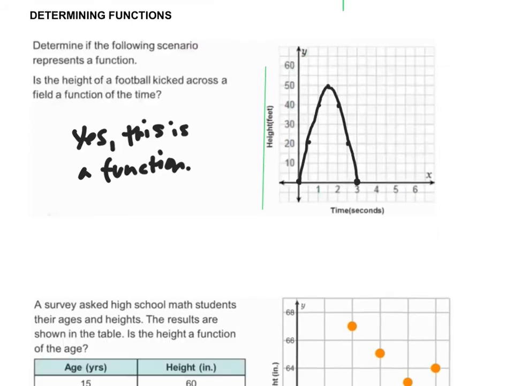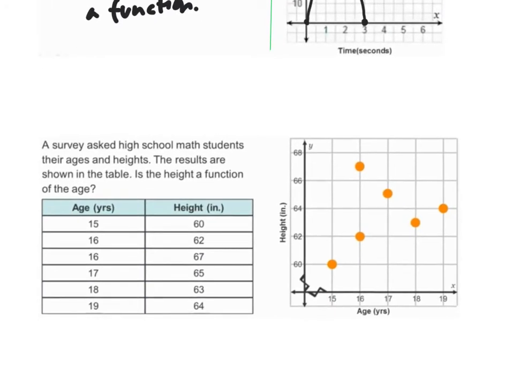Okay? All right, the next one, let's look at this example. It says, a survey asked high school math students their ages and heights. The results are shown in the table. Is the height a function of the age? Okay, so x is our age. So this is my x value. The height is my y value, okay?